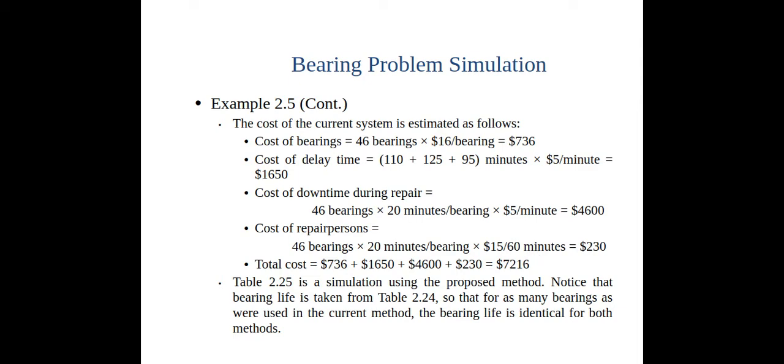Here's the $15 per hour. That is $230 cost of repair person. So the total cost will be the summation of all these costs. That is $7,216. So if we change the bearings individually, then the total cost will be $7,216 for the 20,000 hours support of the machine.